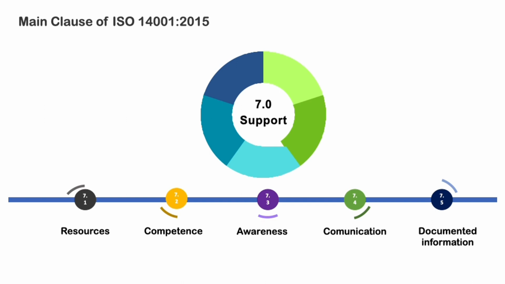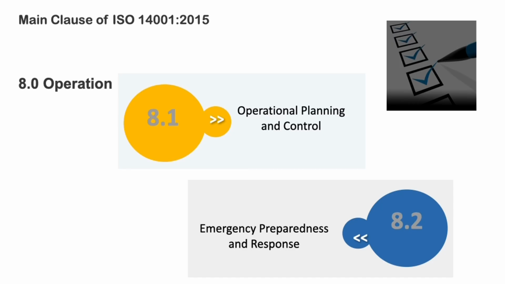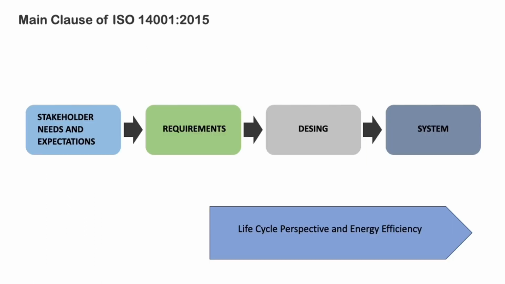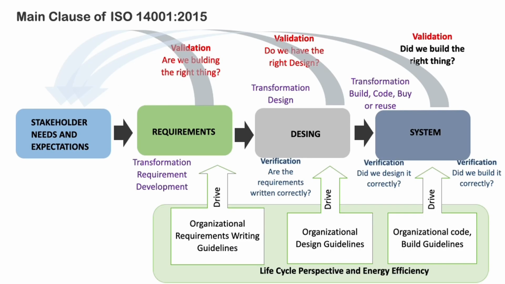Clause 8.0 Operation talks about operational planning and control, as well as emergency preparedness and response. Overall, the design of ISO 14001:2015 provides guidelines to form a system that is structured to cater to the requirements of stakeholders' needs and expectations, to drive life cycle perspective and energy efficiency, as pictured here.